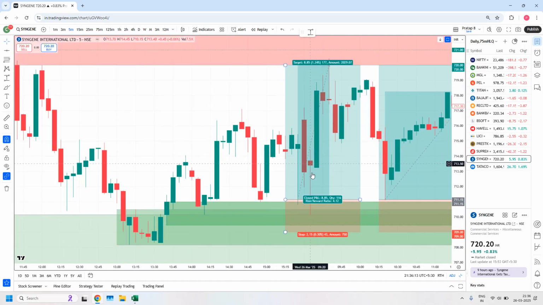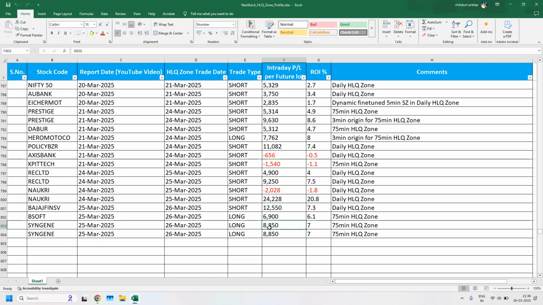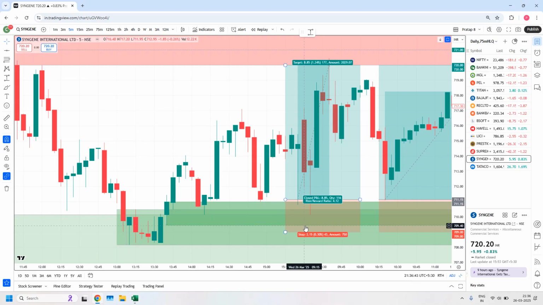Anyway, you got the trade here at what? Morning 9:25 minutes candle you got. And when it reached the target, 9:35 minutes. 15 minutes, your trade is completed. It reached the 15 minutes target. In 15 minutes, how much profit it gave you? 8,850 rupees, which is 7% ROI as per one futures margin cost. 8,850 rupees profit. In just 15 minutes.